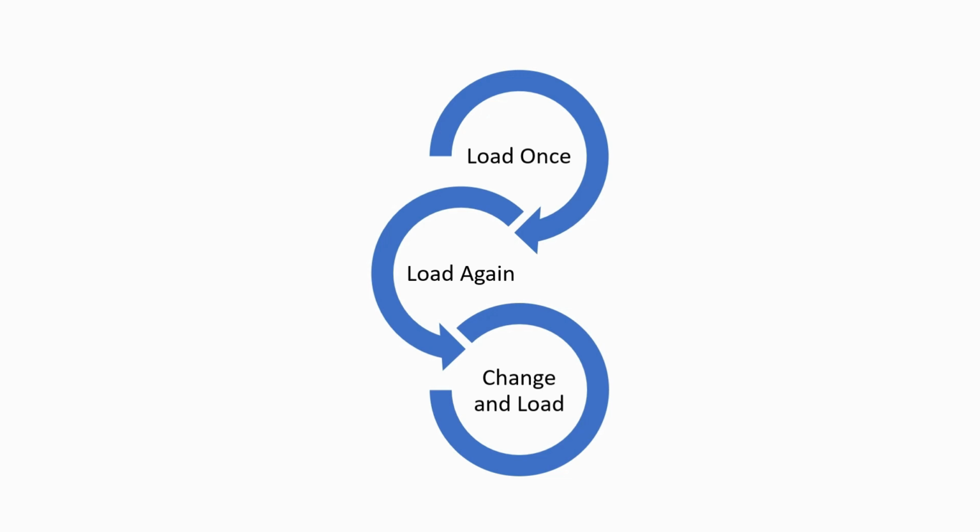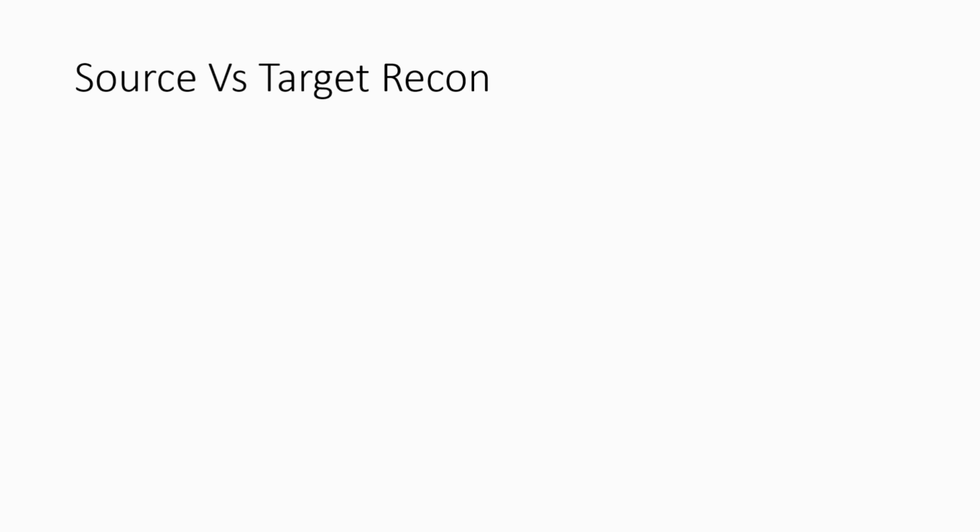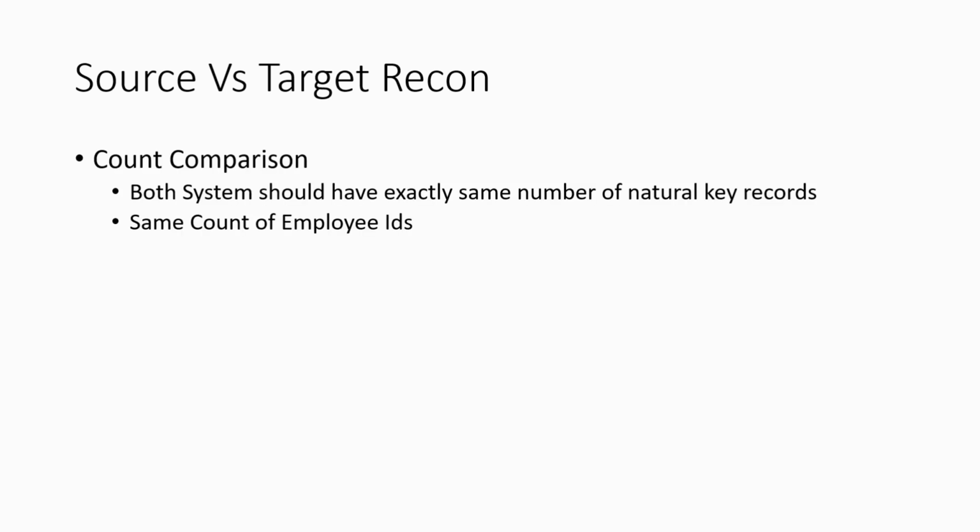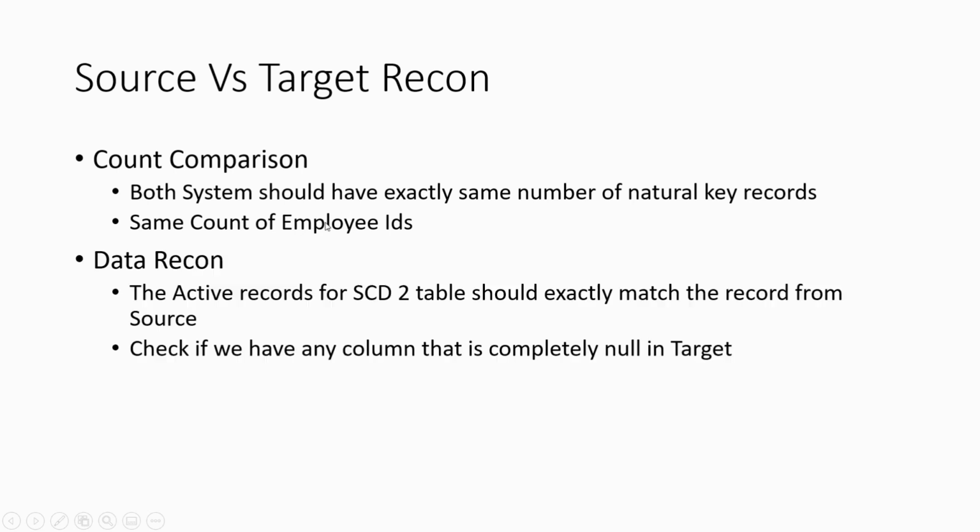In order to verify that in a little more detail, you should do a source versus target recon, where you should do a count comparison, and both systems should have exactly the same number of natural key records. For example, in our case, we should have the same count of employee ID, and you should also do a data recon where you should compare the active records from your SCD2 table against the source table, and it should match perfectly. You should also check if you have any column that is completely null in your target table.